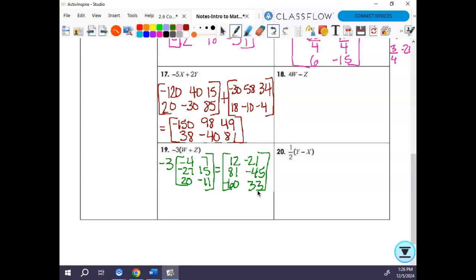Okay. I'm going to give you a couple minutes. I want you to finish up 18 and 20, and then I'm going to look for other people that are going to volunteer.